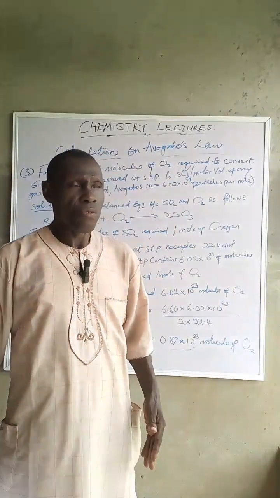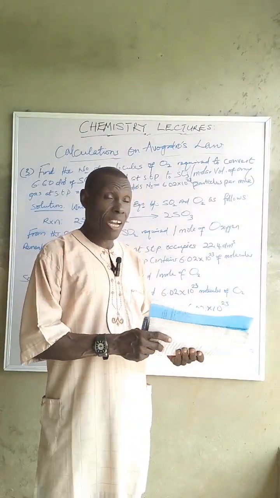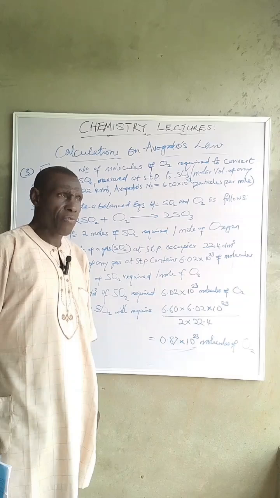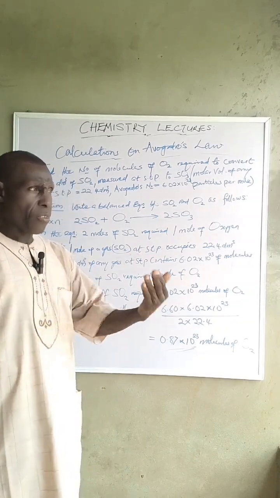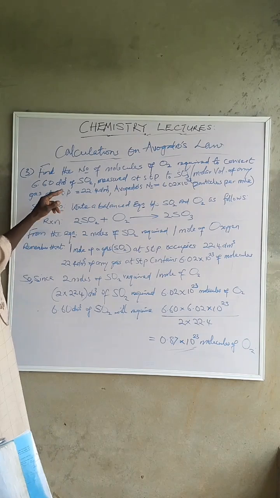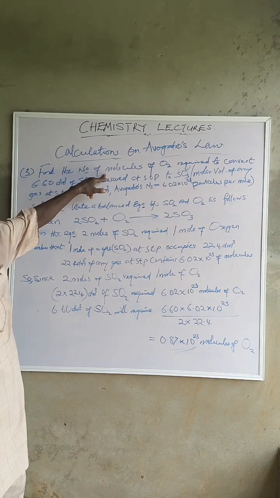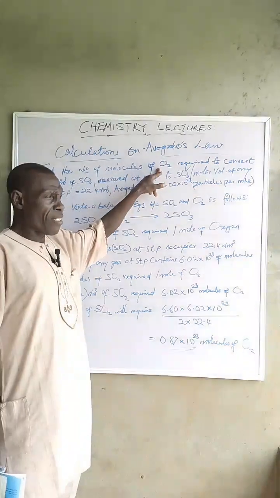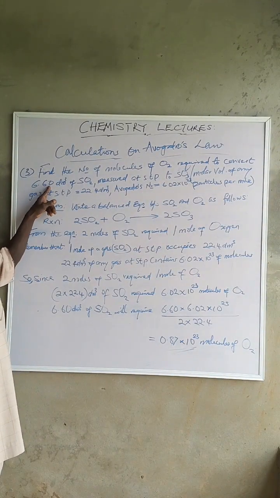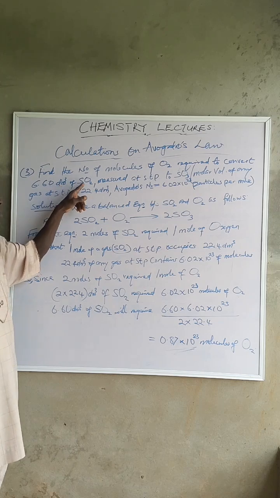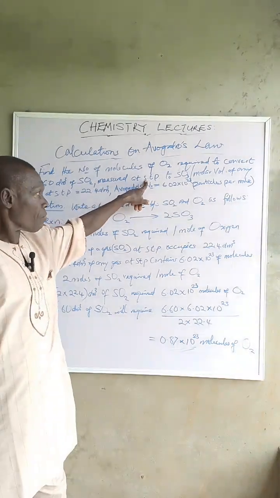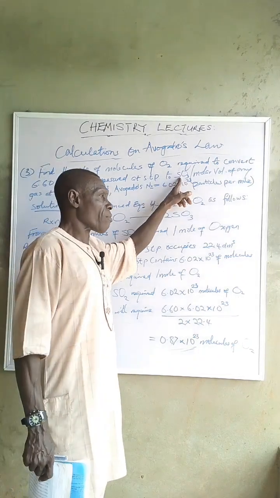We have been dwelling on calculations on Avogadro's law. Let's take this last calculation for now, then we move forward to other topics. Now look at it. Find the number of molecules of oxygen required to convert 6.60 dm cube of sulfur 4 oxide measured at STP to sulfur 6 oxide.